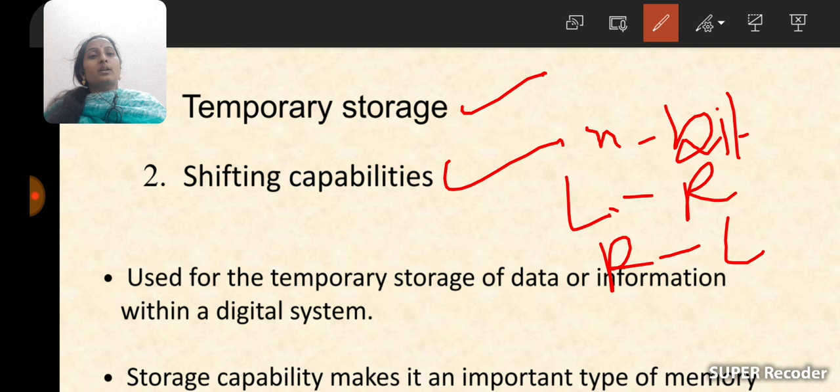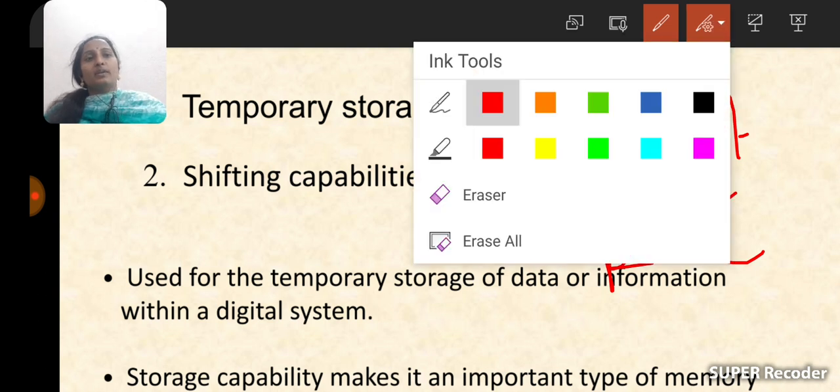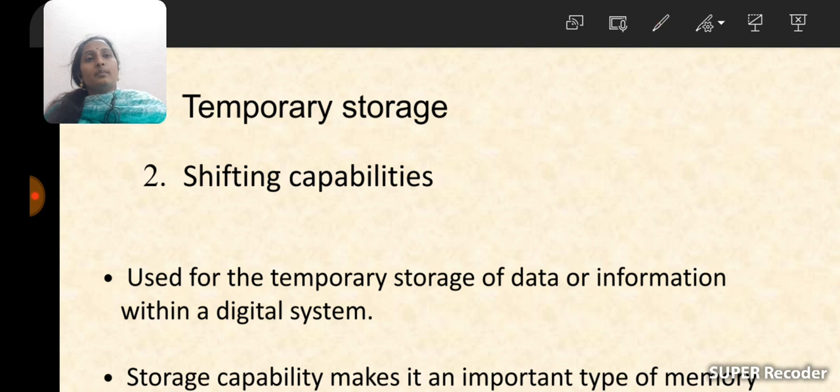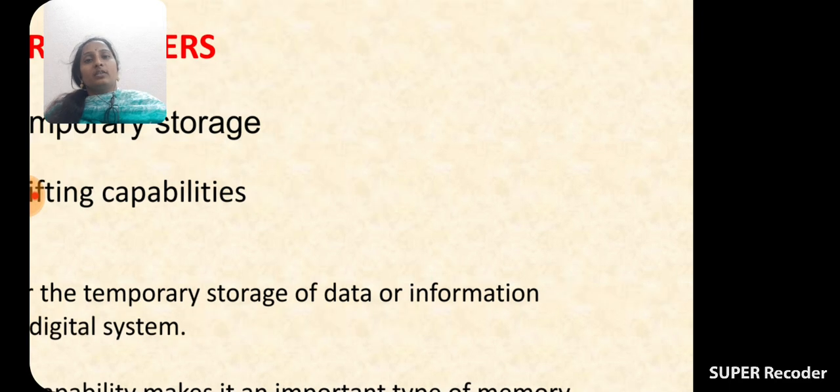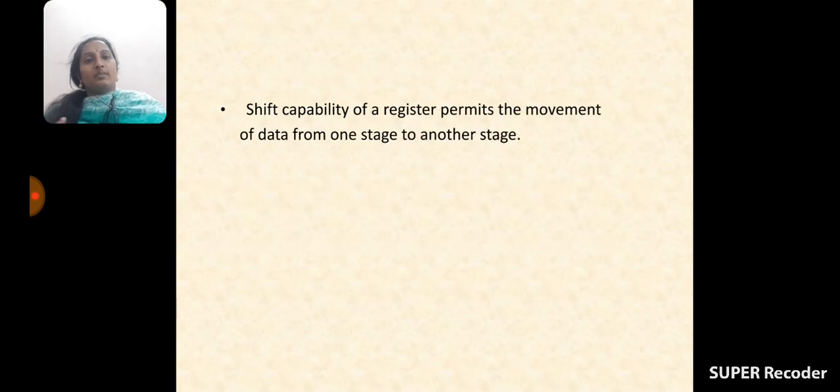And the storage capacity makes an important type of memory. So depending upon the storage capacity, the importance must vary. Okay, so this is about what is meant by register and what is the need of register. Now tell me what is meant by register. Register means the group of flip-flops is called a register. And what is the use of register? It is used to store the information as well as it is used to shift the data.